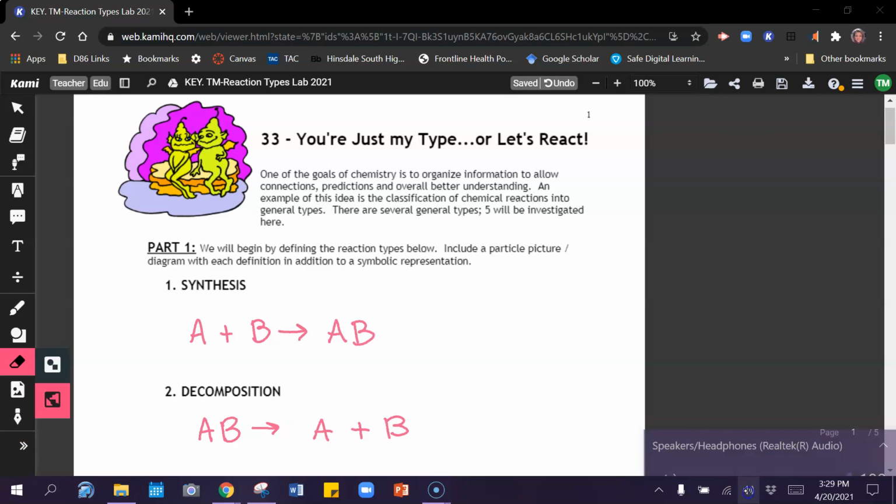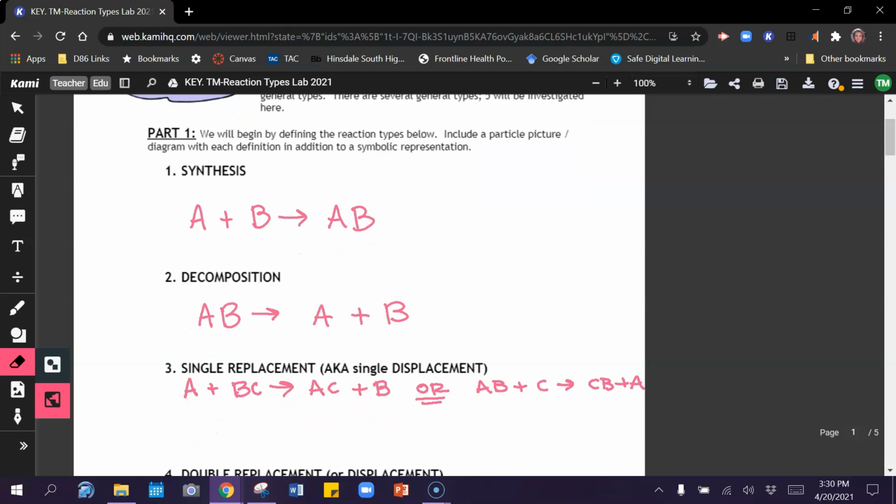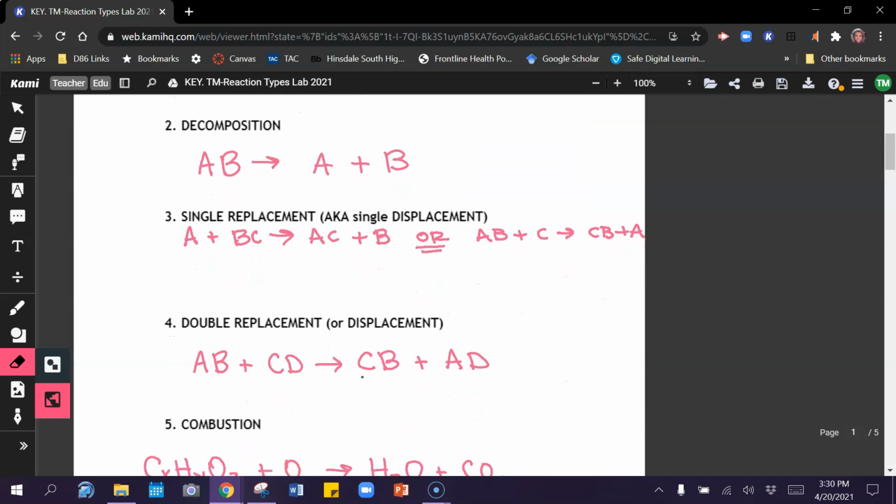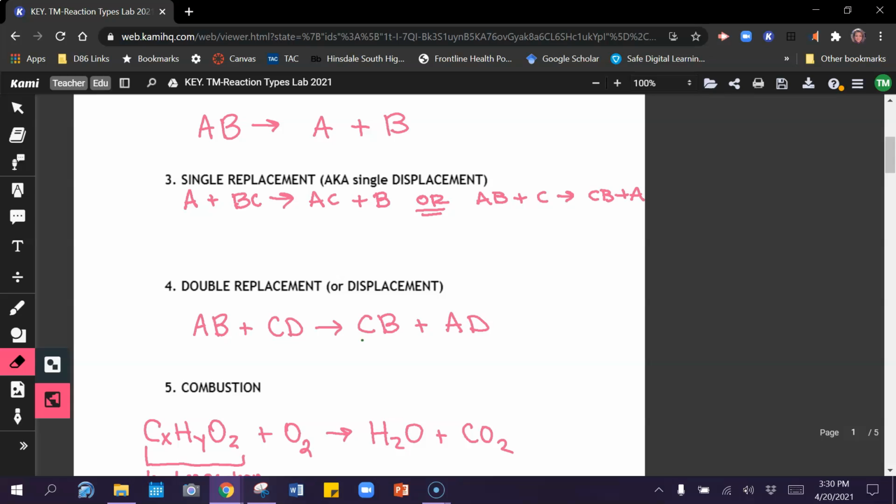Hello anatomy students. Today I wanted to go through reactions 5, 6, and 7 in the reaction type lab that we did in class over the last couple of days. So we have already filled out part 1 in class together, but I did want to just take a look at number 3, the single replacement reaction that I have here, because I just wanted to make sure that you understood something.